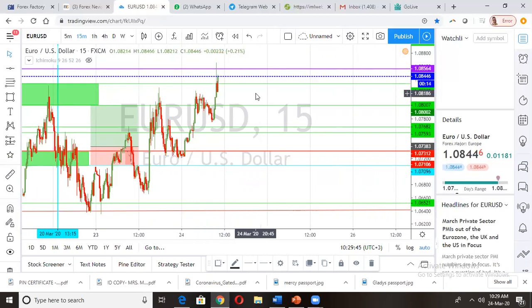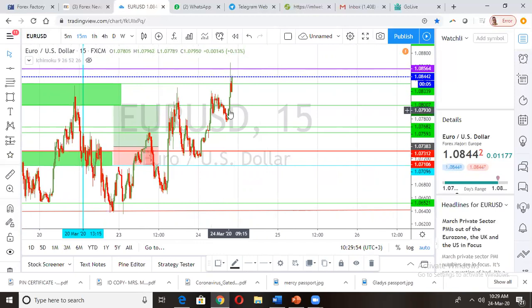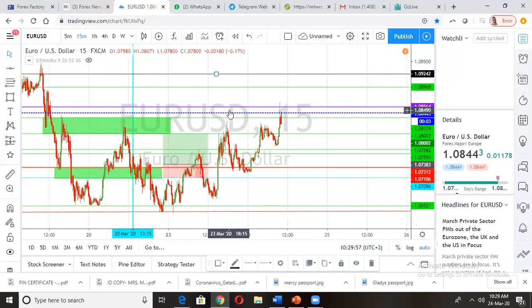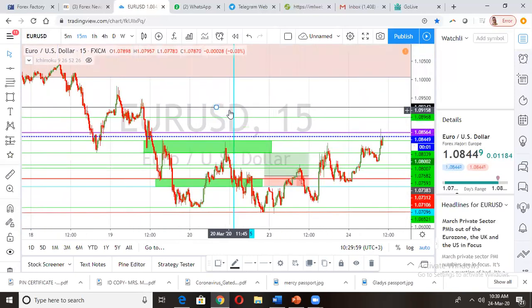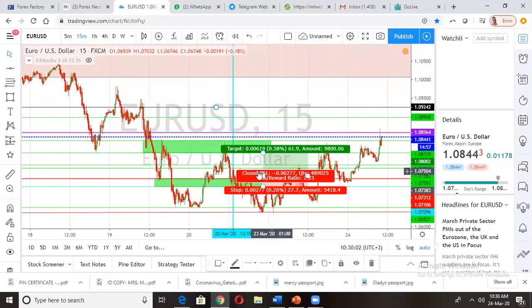I really want to go in, but I just want to confirm something. I think it's really shaping up nicely. For me, Euro USD has been bullish.